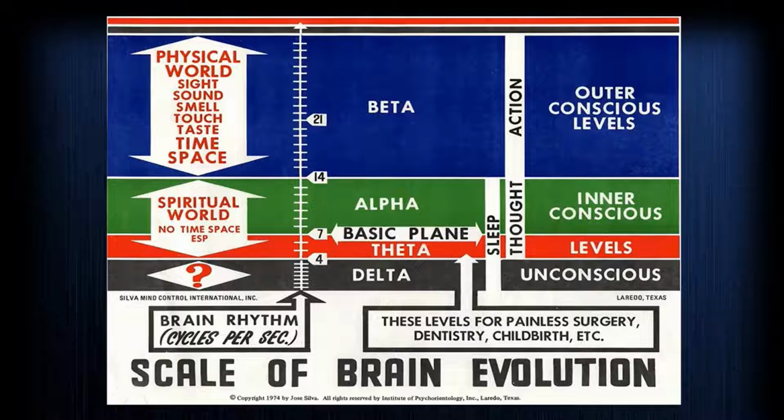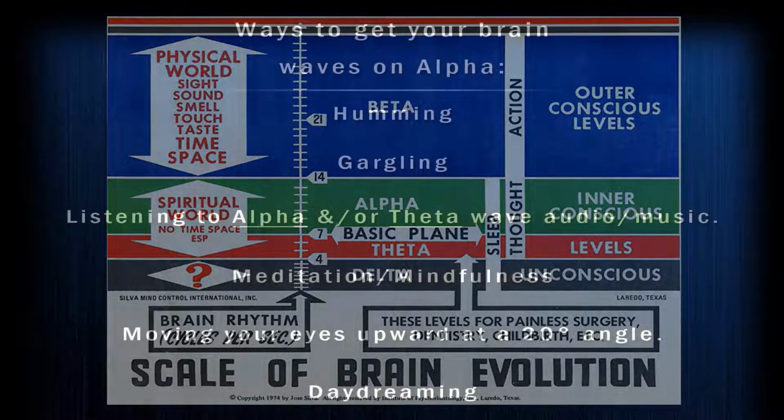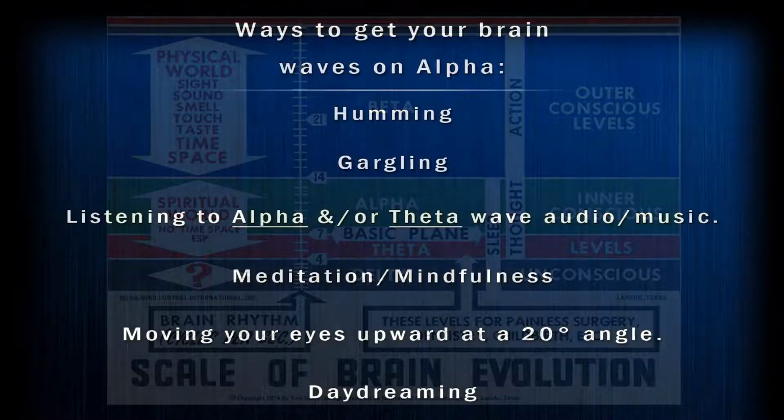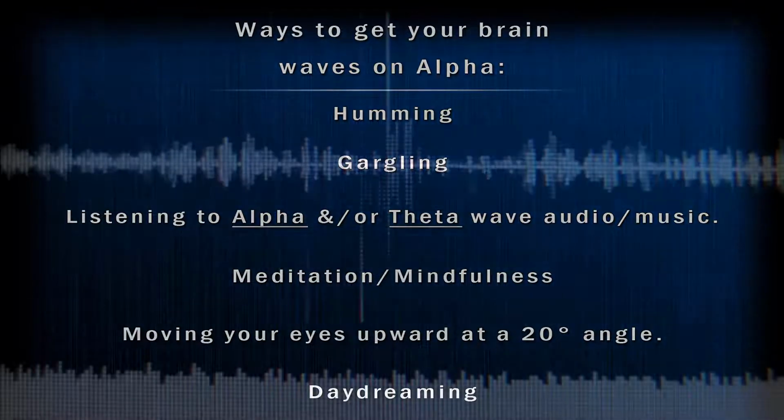Now that we've gone over this diagram, we're moving on to this slide. You might find this fascinating. Ways to get your brain waves on alpha. Now again, guys, view this as you're training yourself. Do at least 2 or 3 of these every single day. And in doing so, you are producing alpha brainwave states.